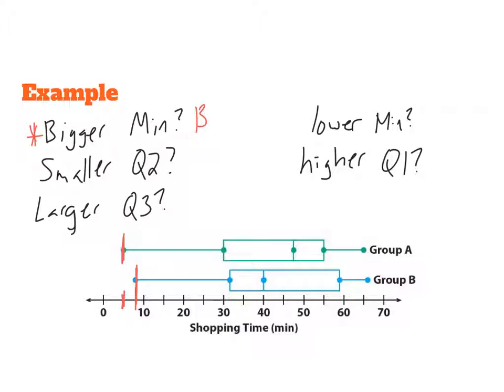Smaller quartile 2 value. Quartile 2 is the middle of the box. So here's quartile 2 for B. Here's quartile 2 for A. We want to know which one's smaller, which one's farther to the left. And that one is going to be B.